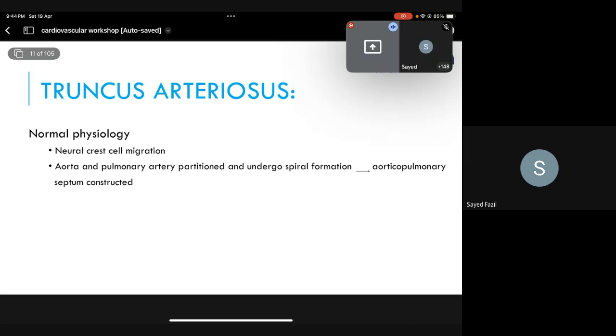So let's start today's discussion. As we were discussing, the first pathology which we are going to discuss is Truncus arteriosus. Normally, whenever a fetus is forming, we have formation of 3 layers: your ectoderm, your mesoderm, and your endoderm. Right after that, our mesoderm is going to form a structure known as the notochord. Do you guys know that?